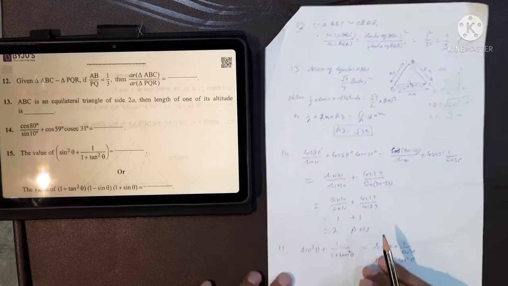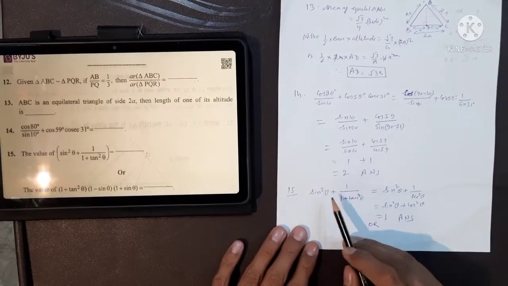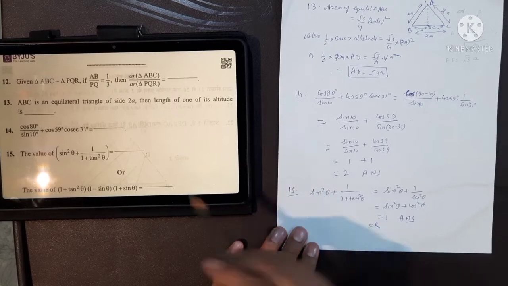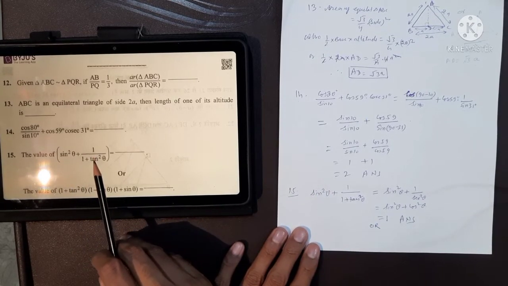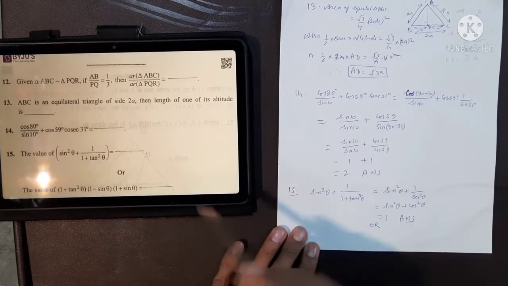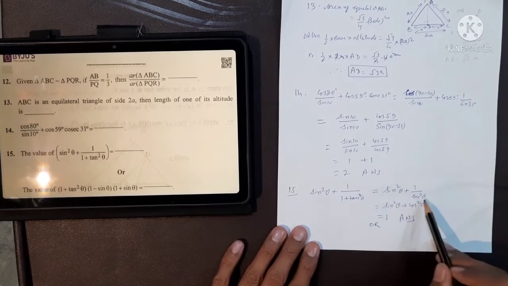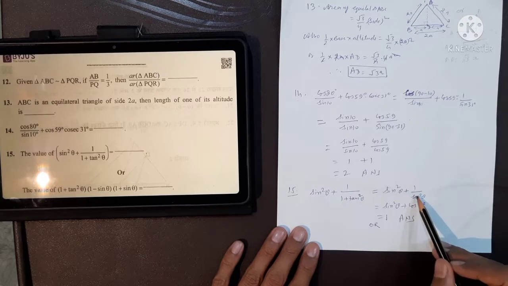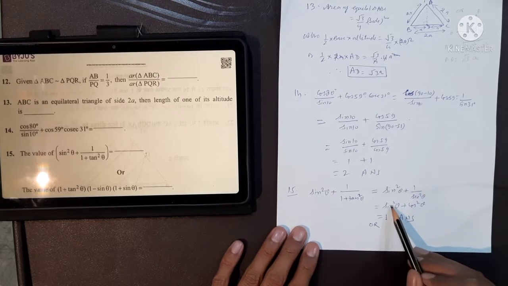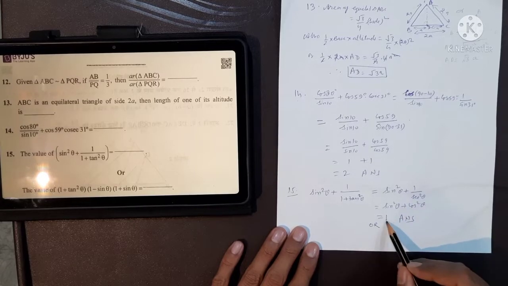Moving on to question number 15, we have to find the value of sin square theta plus 1 upon 1 plus tan square theta. We convert 1 plus tan square theta as sec square theta, and 1 upon sec square theta is cos square theta. So sin square theta plus cos square theta is equal to 1.